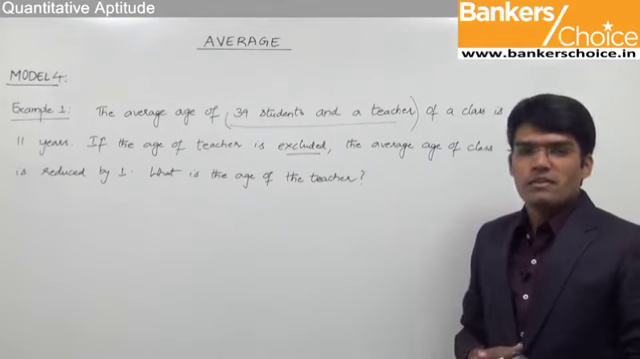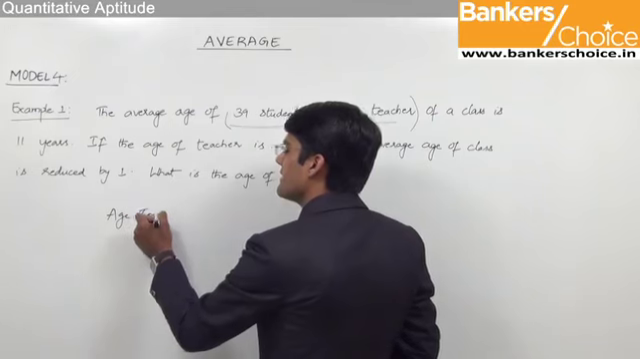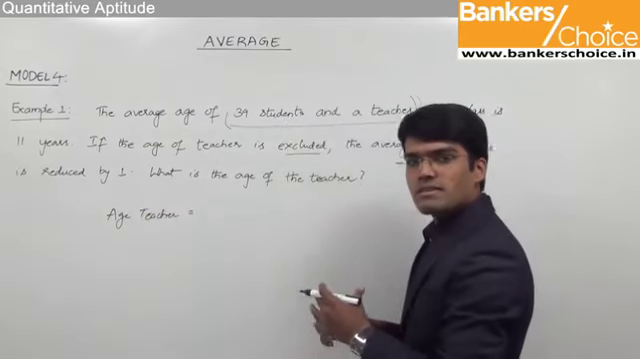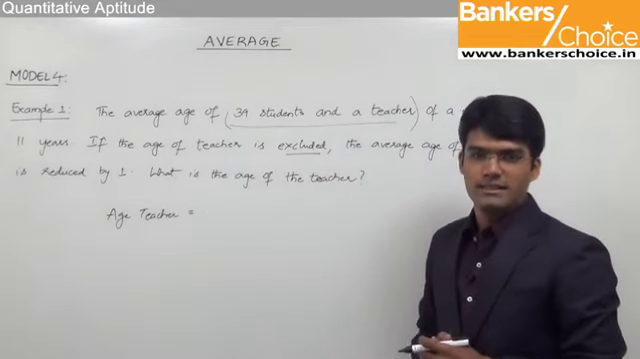And from this data, we are supposed to find out what is the age of the teacher. Now, one method of solving the problem here is the age of the teacher can be taken as the difference between the sum of the ages of all the 40 persons minus the sum of the ages of 39 persons.